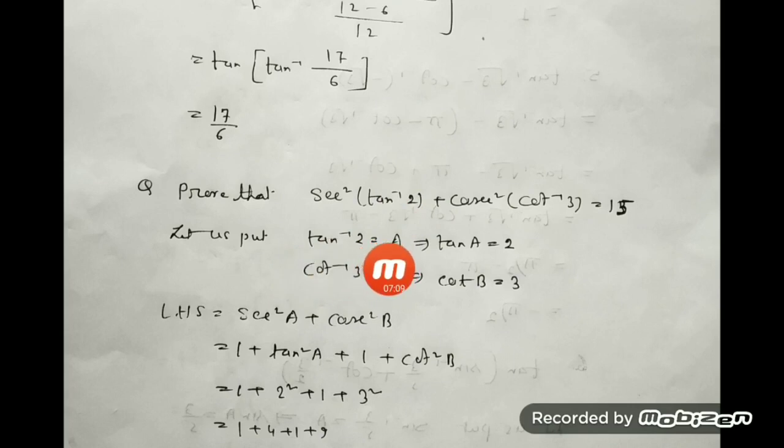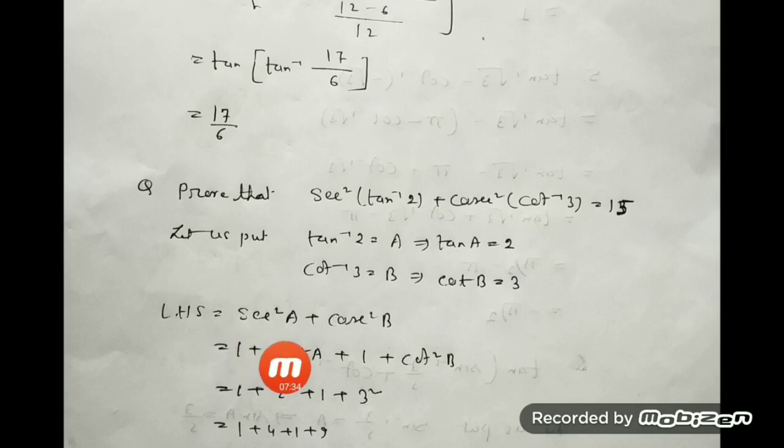Tan inverse of 2 is equal to A, that gives you tan A is equal to 2. This is not standard. Okay, cot inverse of 3 is equal to B, cot B is equal to 3. Substitution on the left side, we get sec square A plus cosec square B. Now as we know the value of tan and cot, and sec and cosec can be converted in terms of tan and cot, so convert it.